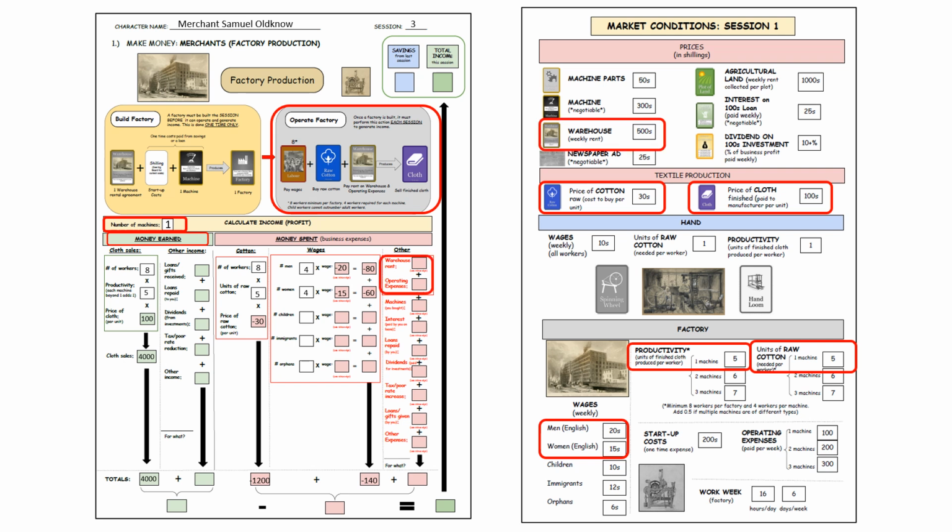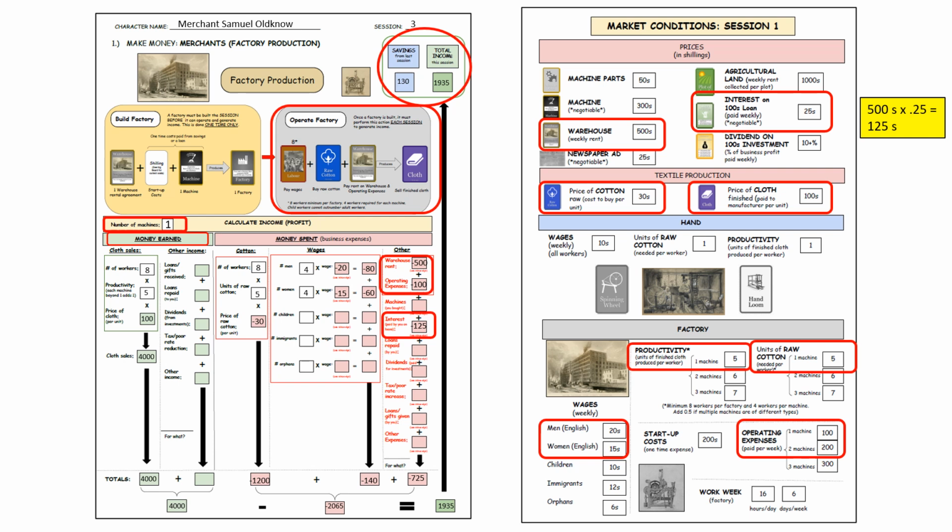And then he does have to pay for his warehouse rent this session when he's operating the factory, and he does have to pay for operating expenses. And he also has to pay interest on the loan he took, the 500 shilling loan he took last session. And on the Market Conditions Board, it says how much interest he has to pay. In this case, it's 125 shillings. So he is spending quite a lot more money making the cloth, over 2,000 shillings, but he is making 4,000 shillings. So in the end, he does quite well, making 1,935 shillings.